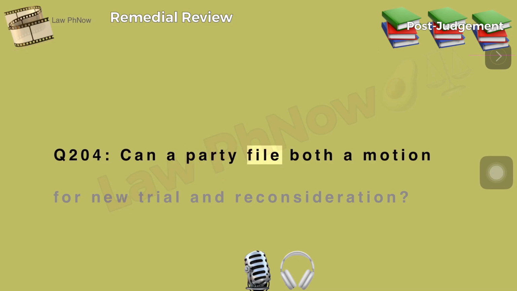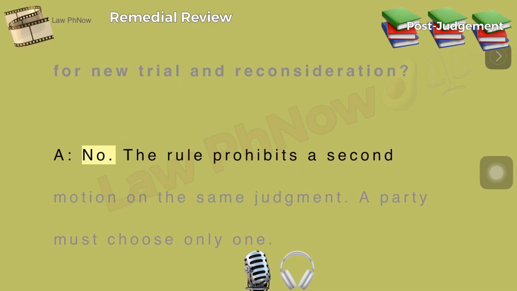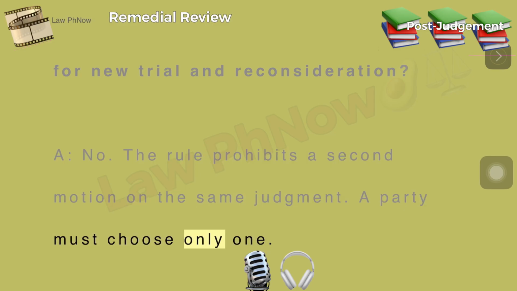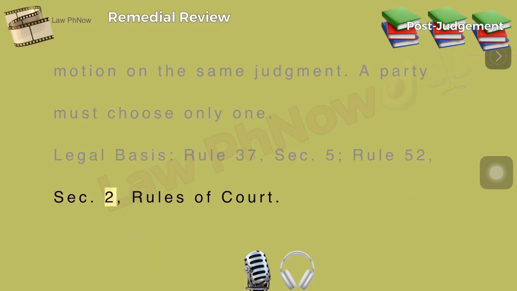Q204. Can a party file both a motion for new trial and reconsideration? A. No. The rule prohibits a second motion on the same judgment. A party must choose only one. Legal basis, Rule 37, Section 5, Rule 52, Section 2, Rules of Court.